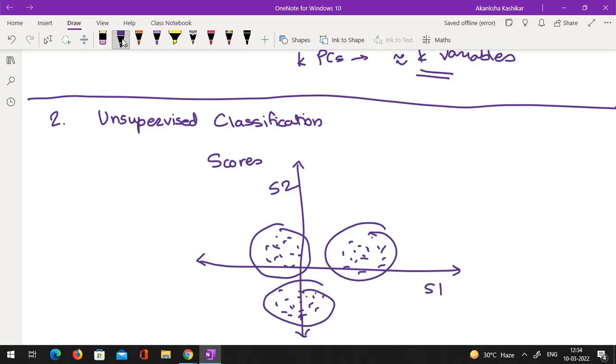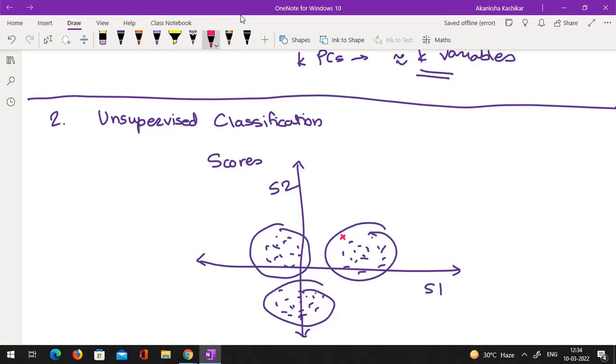If these groups represent some cause of variation, then when a new observation comes, I can compute its score using whatever equations for PCs I already have, and then see where that new observation is located. If it is located here, then I will say it is of this particular type. If I can give some name to that type, then I will say it is this particular type.